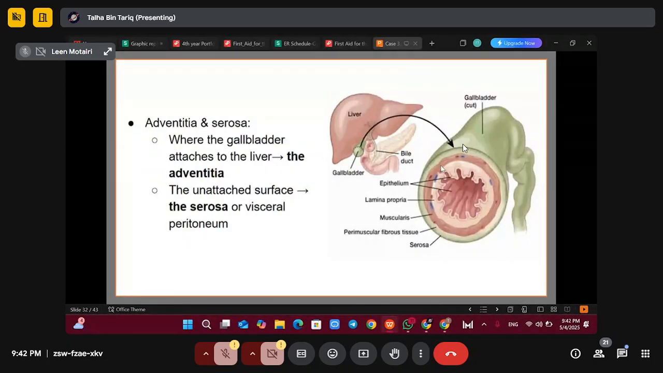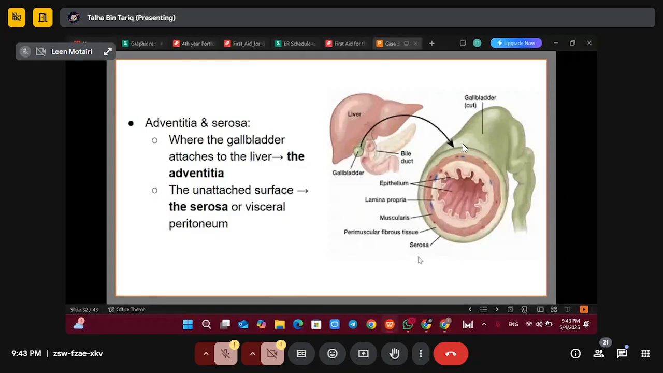So adventitia and serosa: where the gallbladder is attaching to the liver, this is the adventitia. You can see this is the gallbladder, and this is the part where it is attaching to the liver. This is the adventitia, and the unattached surface is the serosa. This is very important. Adventitia and serosa are two names of the same thing.